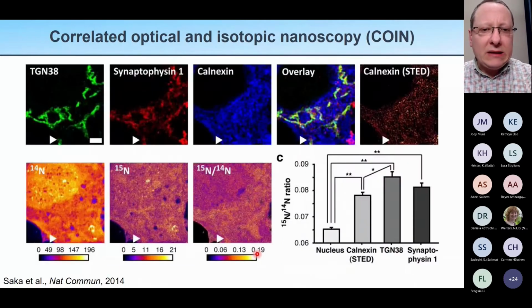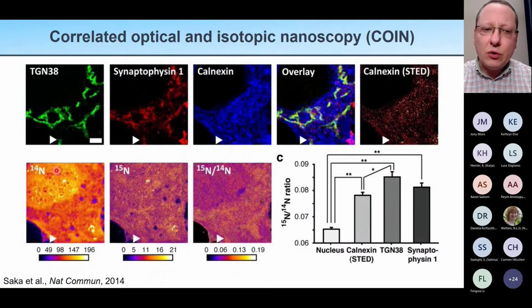If you want to get even better, you can try a correlation with fluorescence. So what you can do is you have your organelles here. They are immunostained for different markers. You have here TGN38, a marker of the Golgi apparatus, synaptophysin, which marks a precursor form of vesicles. Calnexin is the endoplasmic reticulum. You can do a super resolution, of course, if you want on this type of fluorescence, and then you can combine it with the NanoSIMS pictures.